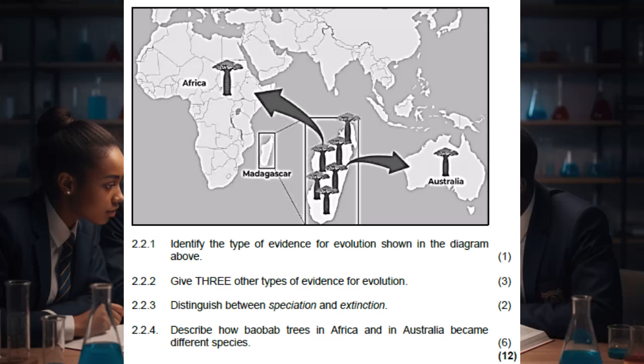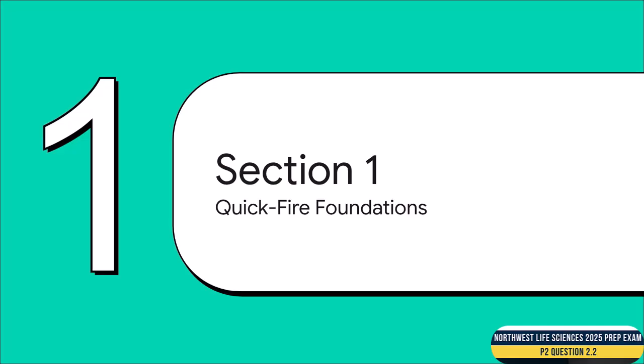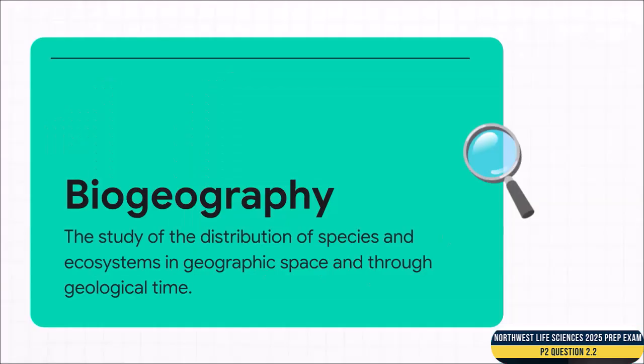Okay, first things first, let's build up some confidence with the foundation questions. We're going to hit these quick 1 and 2 mark questions from the first part of 2.2. It's the perfect way to get our brains warmed up and get some easy marks in the bag right from the start. So, question 2.2.1 gives you a map showing baobab trees dotted around Madagascar, Africa, and Australia.